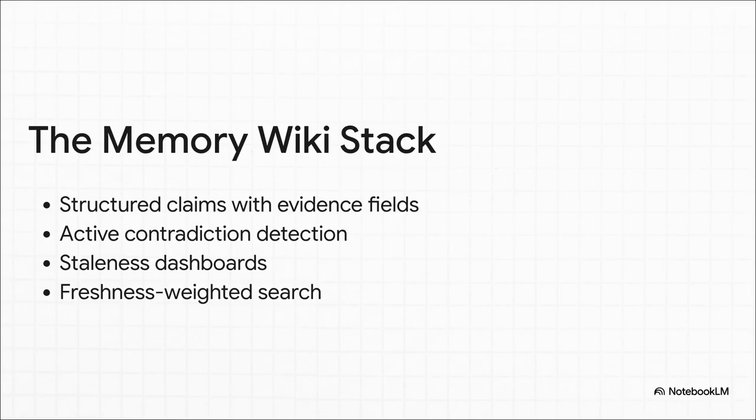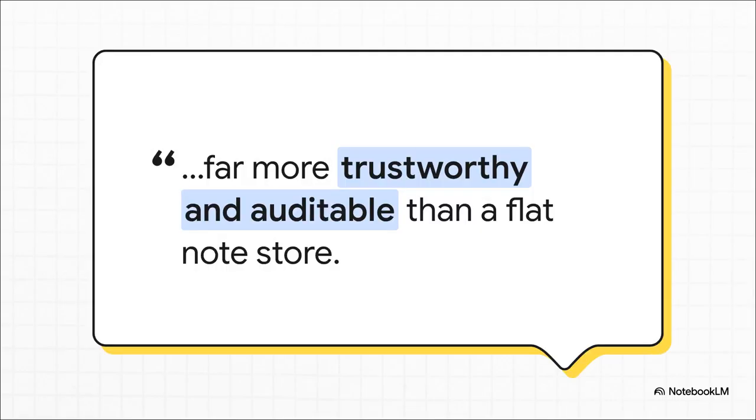It's smart enough to actively detect contradictions. It has staleness dashboards to show you what info is getting old. And maybe most importantly, its search is weighted by freshness. So the newest, most relevant knowledge always floats to the top. The impact here is huge, and it's summed up perfectly by this quote from the source material. It says, "This whole system is far more trustworthy and auditable than a flat note store." And that's not just a small improvement. That is a massive leap forward in quality and reliability.